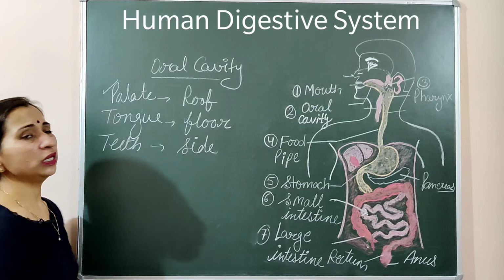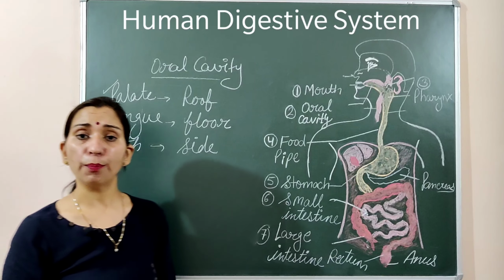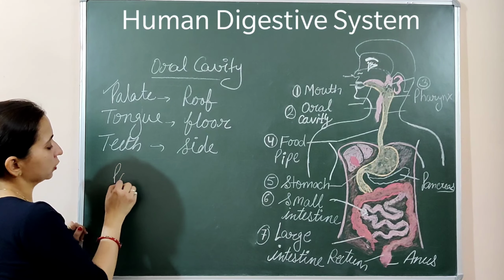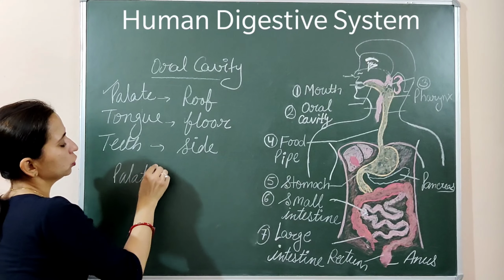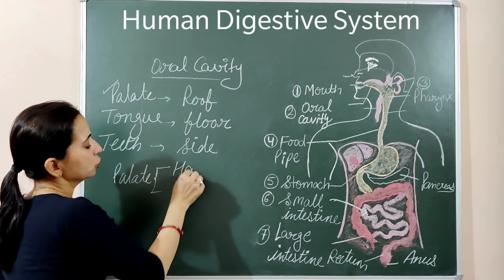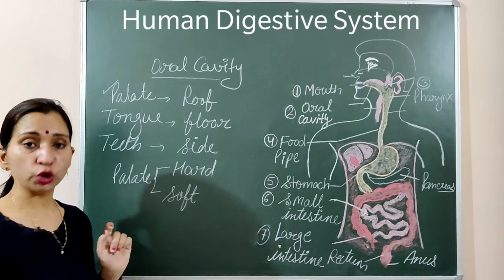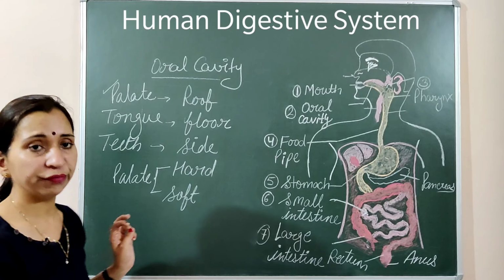Now let's see what is the palate. Palate is the upper part of the oral cavity. The palate can be divided into two parts. Palate is divided into two parts. The hard palate and the soft palate. Hard palate और soft palate, इन दो parts में हम palate को divide करते हैं.